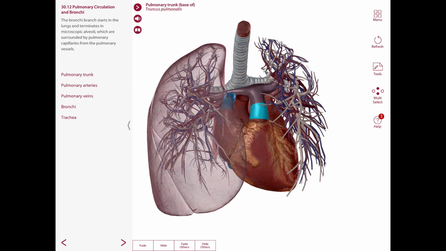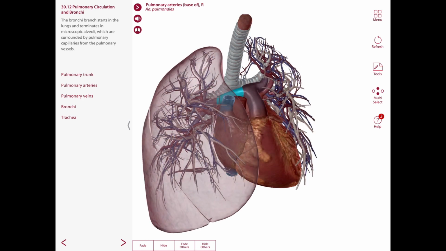Over here we can observe the right pulmonary artery that passes to the right, posterior to the ascending aorta and the superior vena cava towards the hilum of the right lung. And we can also observe the left pulmonary artery that passes to the left, anterior to the descending thoracic aorta towards the hilum of the left lung.